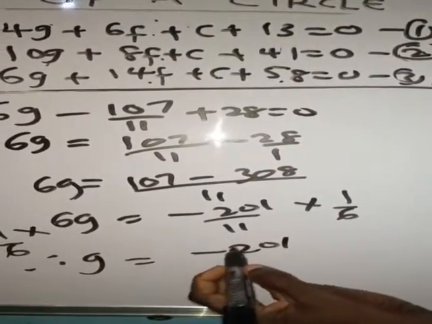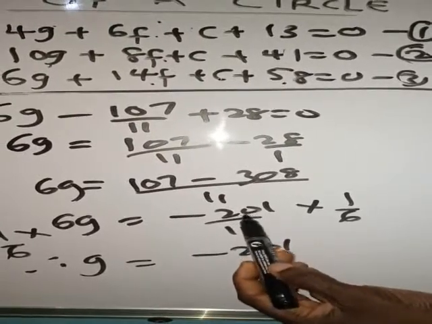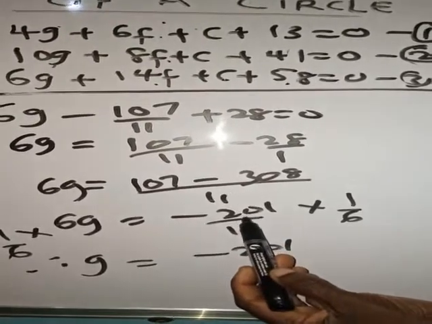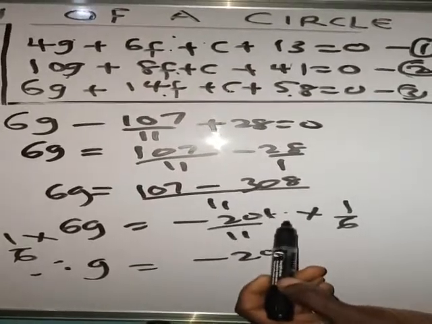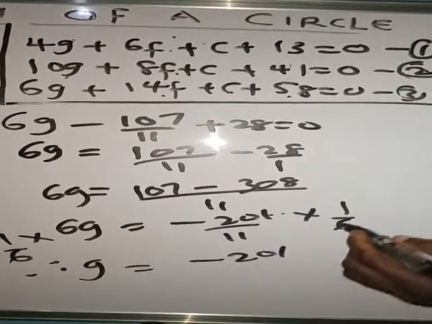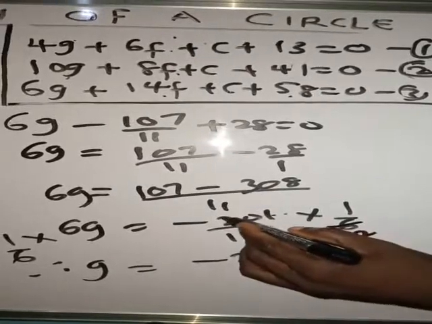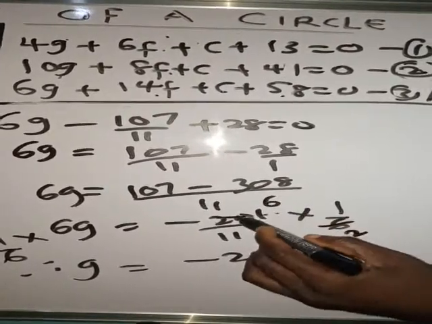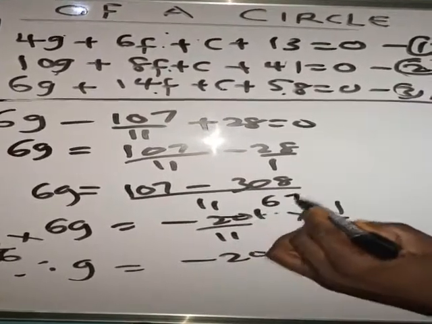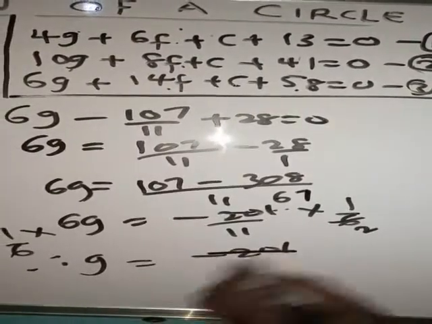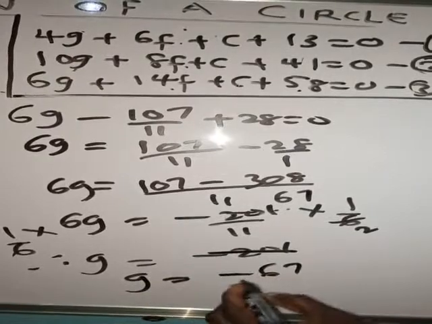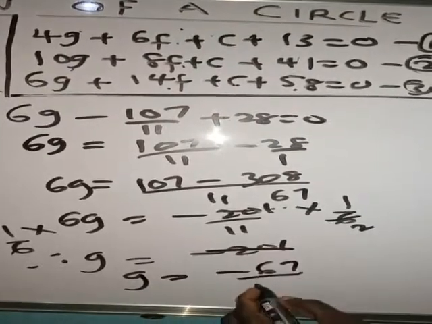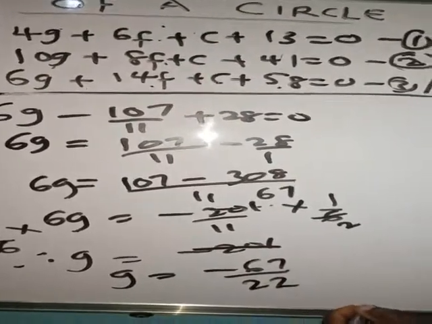But I also realized that 3 is a common factor here. If you want to know if a whole number is divisible by 3, when you add the digits together, it gives you a multiple of 3. So 2 plus 1 is 3. 3 in 20 is 6, that's 18, meant that 2. 3 in 21 is 7. So we have that g is equal to minus 67 over 11 times 2, that's 22.